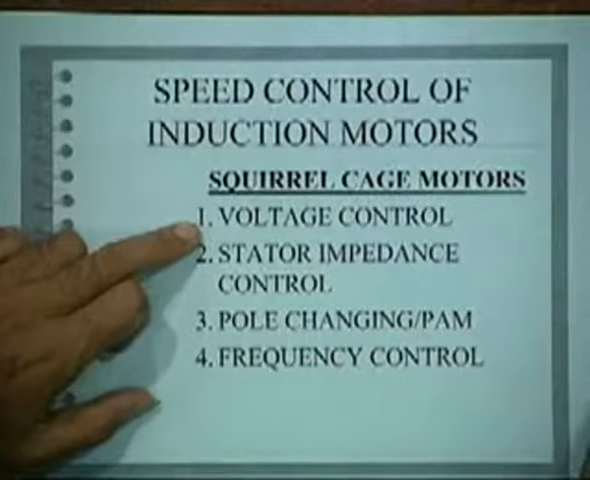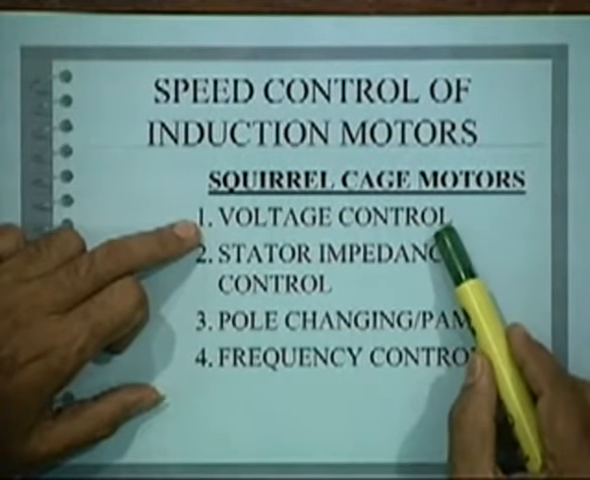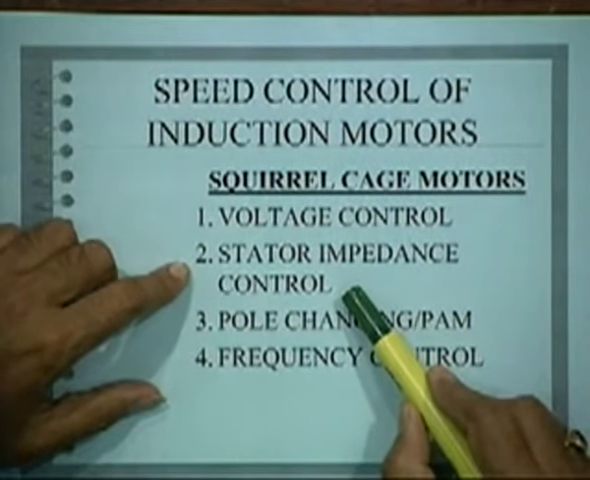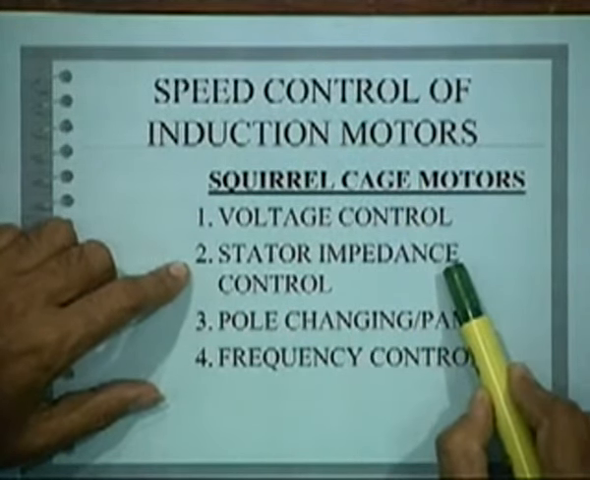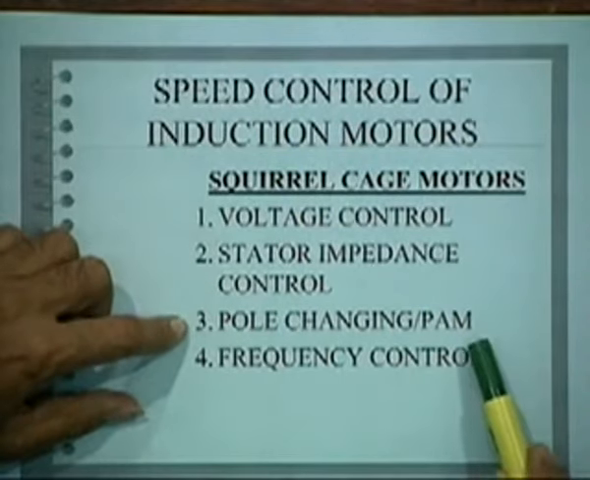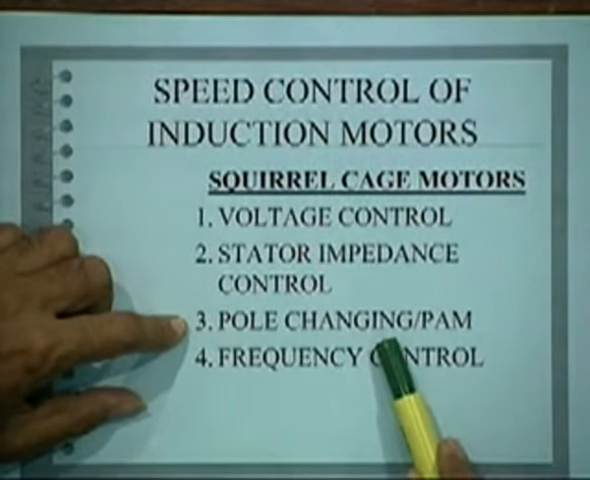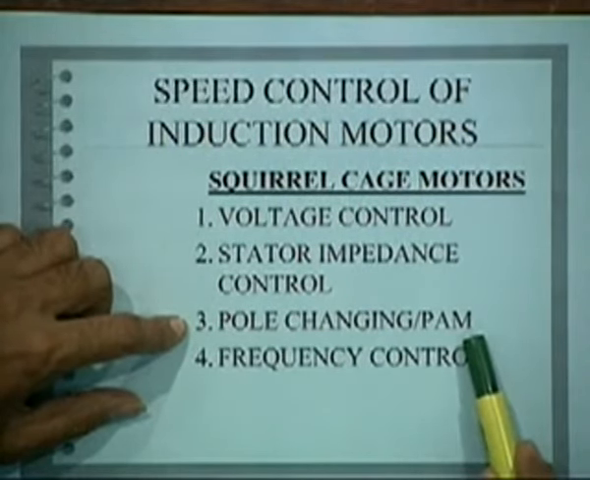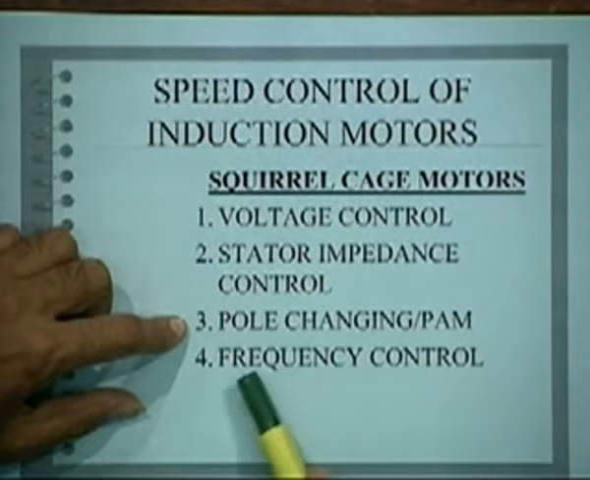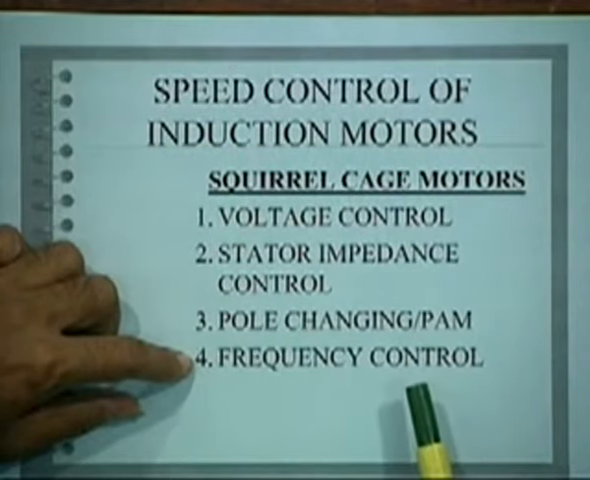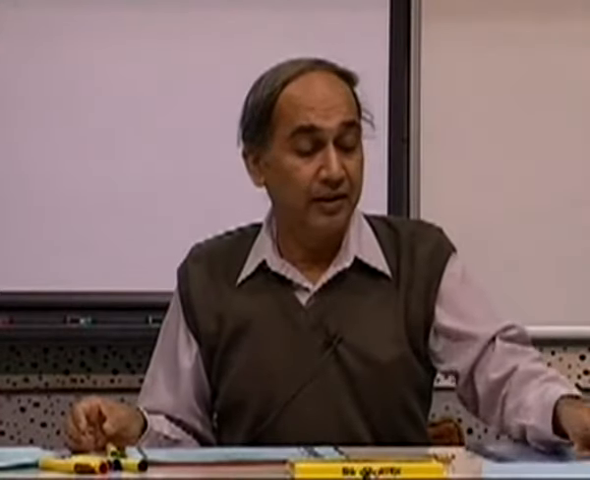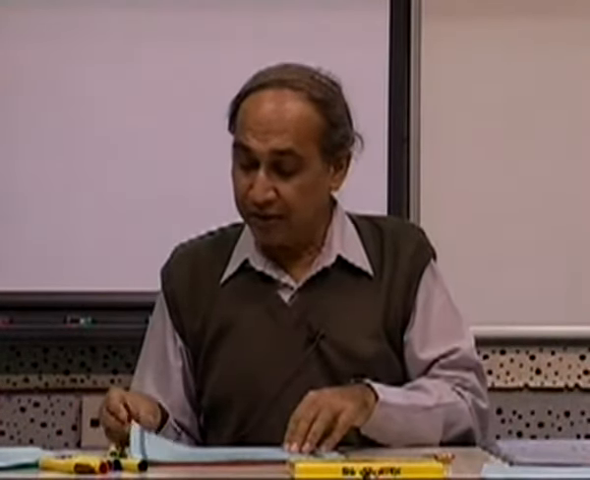Now, slip change: if you control the voltage, slip would change, right? If you add an impedance in the stator, again slip would change. Other is you can change the poles. Pole changing is another method, and there is also another variant of this called pole amplitude modulation. We will discuss it when we come to that. Then other is the frequency control. So we have broadly these methods of speed control.